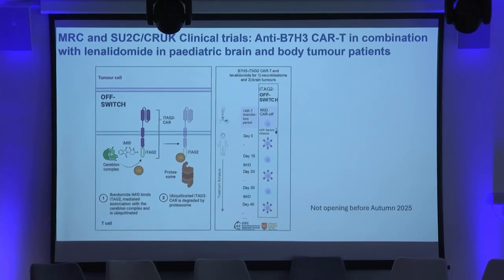This is the trial which will open in our own hospital, targeting the different antigen called B7H3, which will be applicable to other cancers as well as neuroblastoma. And it's, again, a modification of the same concept, but now there's a modification of the CAR itself so that it can be regulated by addition of an anti-cancer drug, which is called an IMiD drug. And this one won't open until the end of this year.